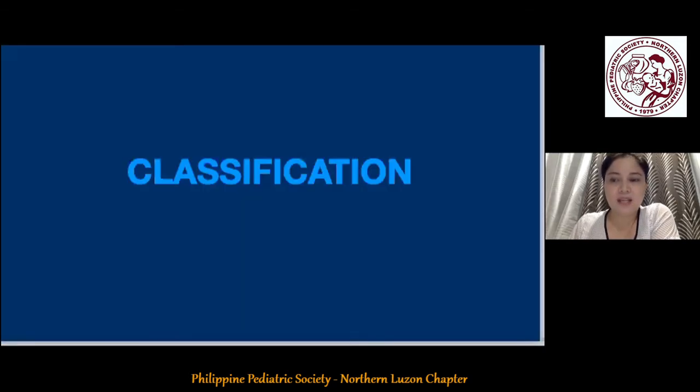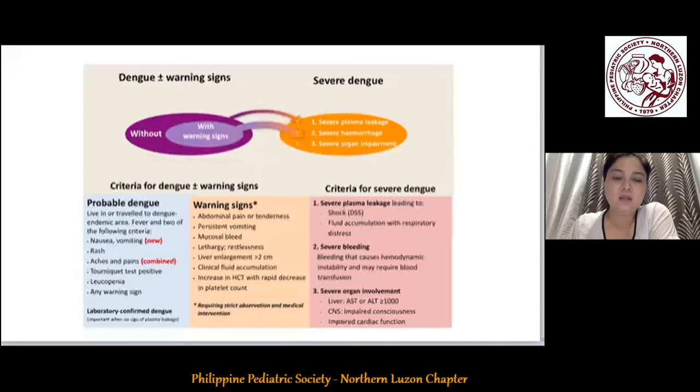So let's go now to the classification. In November of 2009, WHO proposed the dengue classification. It is classified by severity: dengue without warning signs, dengue with warning signs, and severe dengue. So patients' classification changes as the illness progresses with time. So a patient with probable dengue should be followed up to see whether he or she develops warning signs or severe dengue. It is usually from day 3 to day 7.